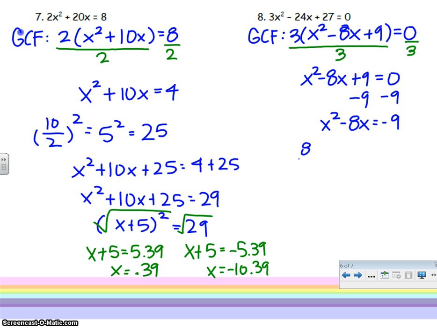So we'll go ahead and complete the square from here. So we're going to divide negative 8 by 2, which will be negative 4 squared, which will be 16. Gosh, you're missing a negative sign there by the 8 and the 4. Oh, yeah. So we have x squared minus 8x plus 16 equals negative 9 plus 16.